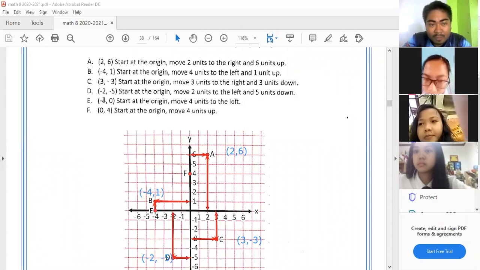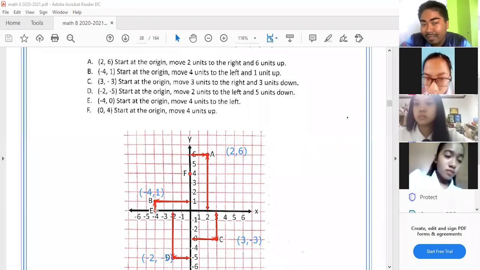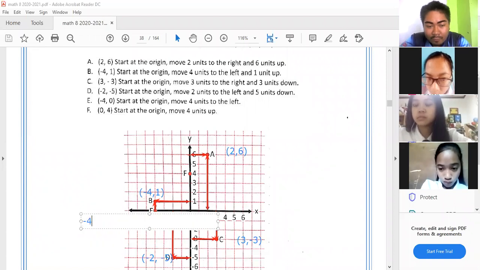Next, we have (-4, 0). So saan ba si negative 4 dyan? Andito. So yung point na yan, 0 kasi, hindi ka naman umakyat, hindi ka bumaba. Therefore, ito na yung point na yan. Okay? So, that point is (-4, 0). Ayan.